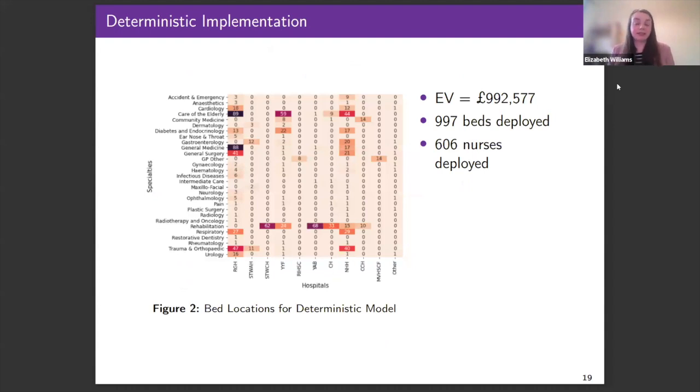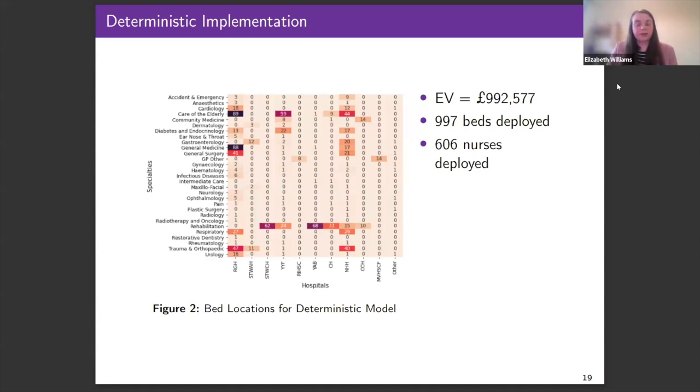So this is the deterministic implementation, our first stage model without looking at any stochasticness. By using Python, we ended up with this visual to show for each hospital and each specialty how many beds should be deployed and where. What we found was a cost of around £990,000, deploying 997 beds and 606 nursing staff. Again, the visualization shows where exactly these beds are deployed to.